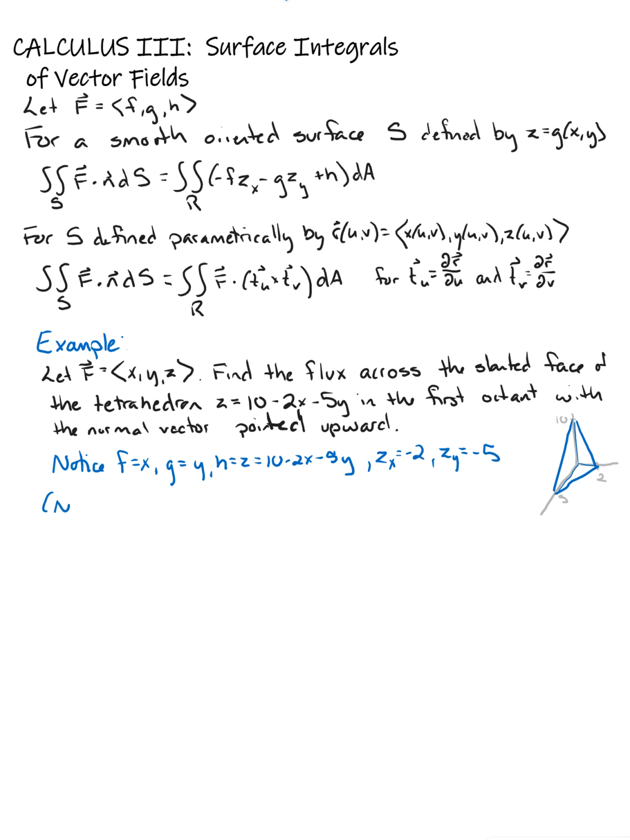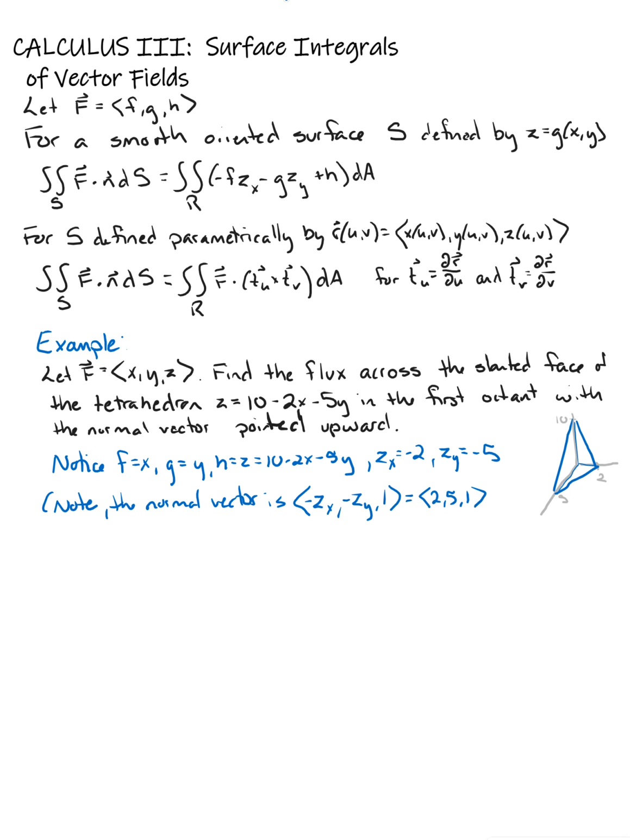Also want to make note that the normal vector, in case we need this, is the vector whose first component is the opposite of the partial of z with respect to x, the second component is the opposite of the partial of z with respect to y, and the third component is simply 1. So in this situation, we have 2, 5, 1 as our normal vector.